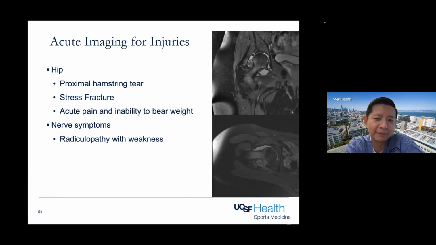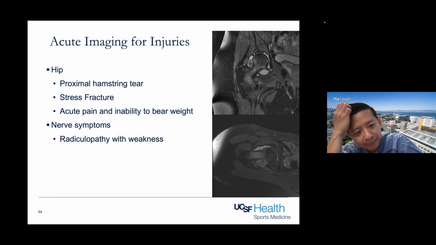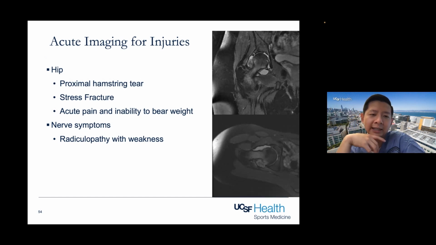You feel that pop in the back. That definitely needs an urgent MRI. Stress fractures also need urgent MRIs anytime we're ruling that out, because a stress fracture can very easily turn into a full hip fracture if we're not careful with it. So we're looking for patients with inability to bear weight and acute pain. And then anything with nerve symptoms like radiculopathy, especially weakness in the distal extremities, those need urgent MRIs.